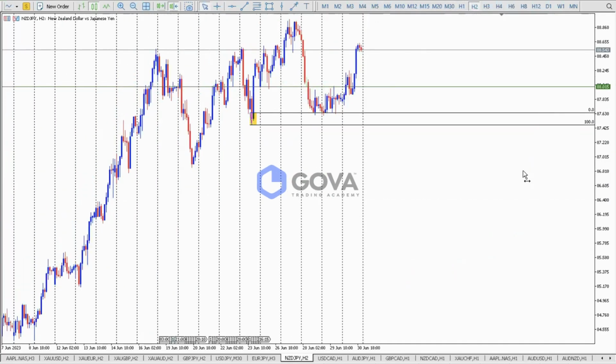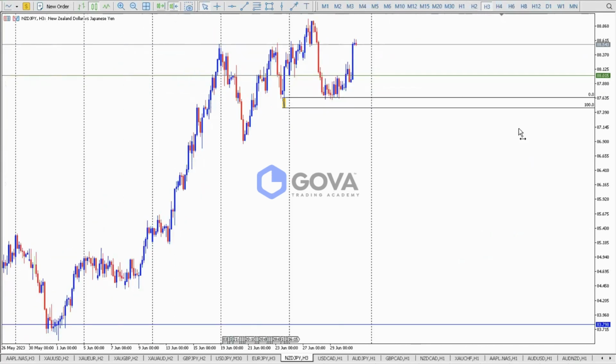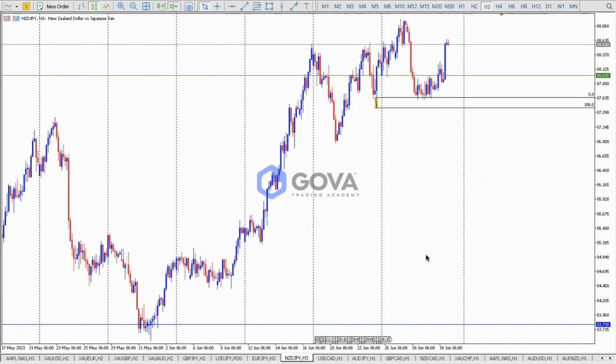So I believe you guys understand the reason why I took this trade. Drop-base-rally and so on and so forth. Buy alignment and so on and so forth, right? So that is it.